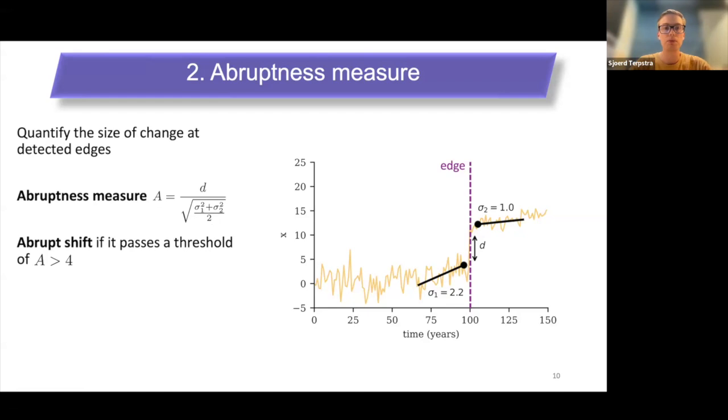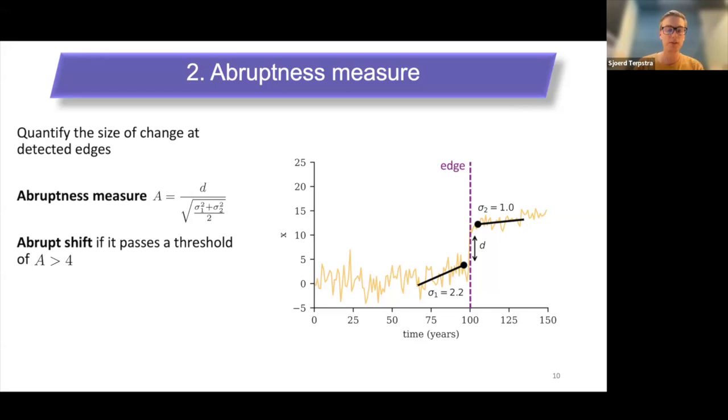And then you use a certain threshold to say, okay, this is an abrupt shift. So this is a more subjective choice. And to stay in line with the assessments that were previously done on the CMIP6 models, we use a value of 4, which means that in case you have equal variance before and after the shifts, your jump needs to be 4 times as high as your normal variability. So this is a really substantive change in your variables.